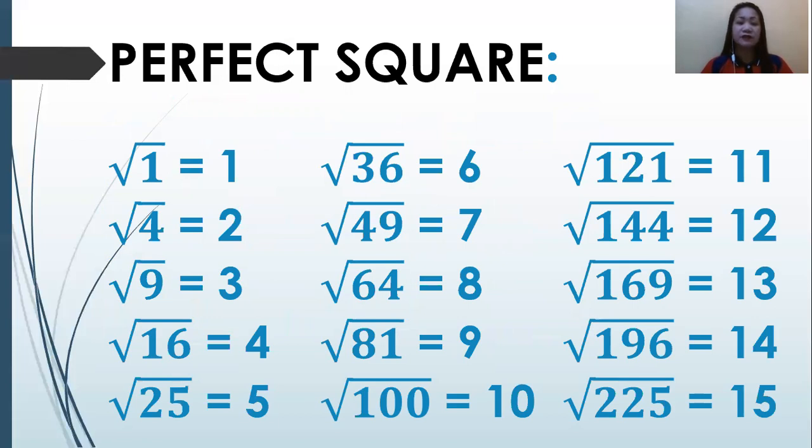Square root of 64 is equal to 8. Square root of 81 is equal to 9. Square root of 100 is equal to 10. Square root of 121 is equal to 11. Square root of 144 is equal to 12. Square root of 169 is equal to 13. Square root of 196 is equal to 14. And the square root of 225 is equal to 15.